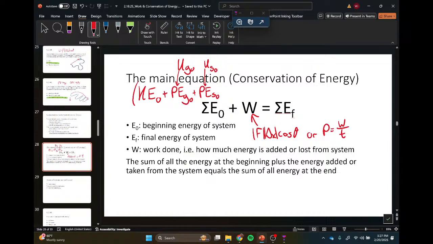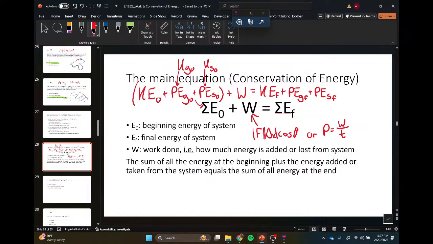So we're going to add up all our energies that we start with. We're going to make a checklist. Am I moving in the beginning? Am I above the zero? Is there a spring? We're then going to say, is anything adding energy to it? Is there any work being done? And then it's going to equal the kinetic energy I end with, plus the potential energy due to gravity I end with, plus the potential energy due to a spring I end with. What I start with plus what I add equals what I end with. This is how we're going to solve every single energy problem.